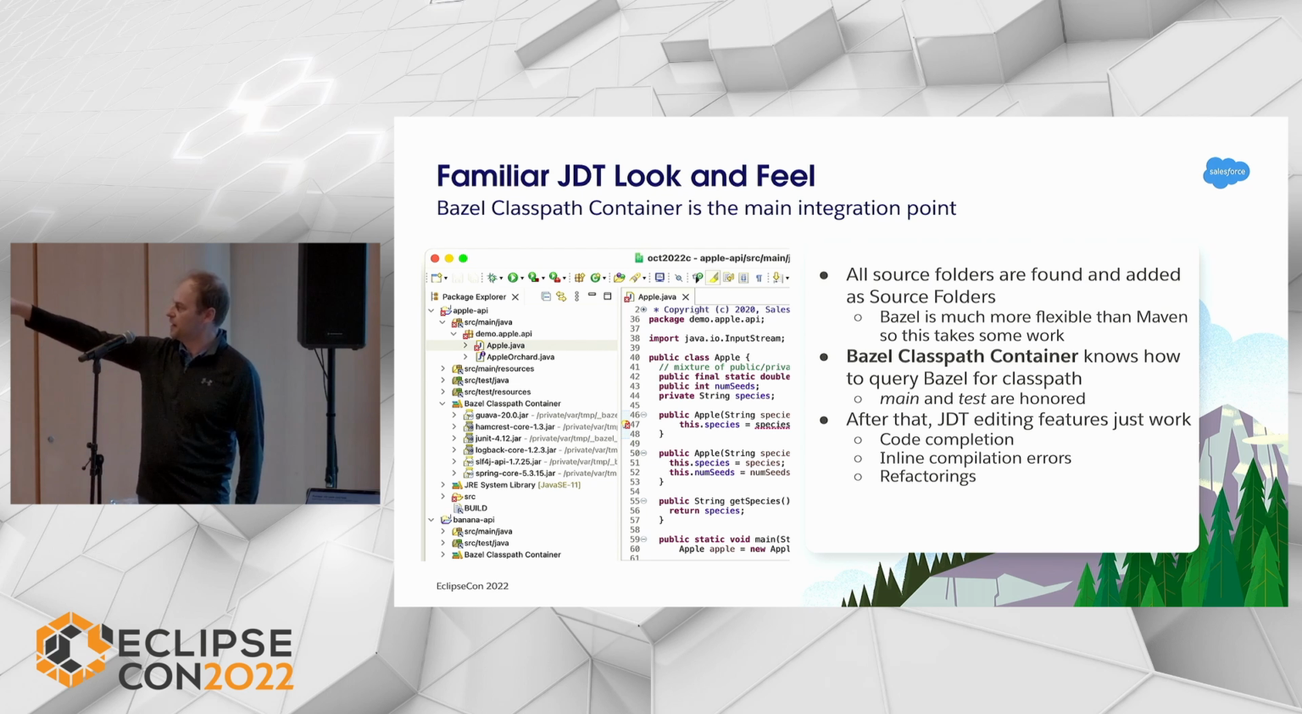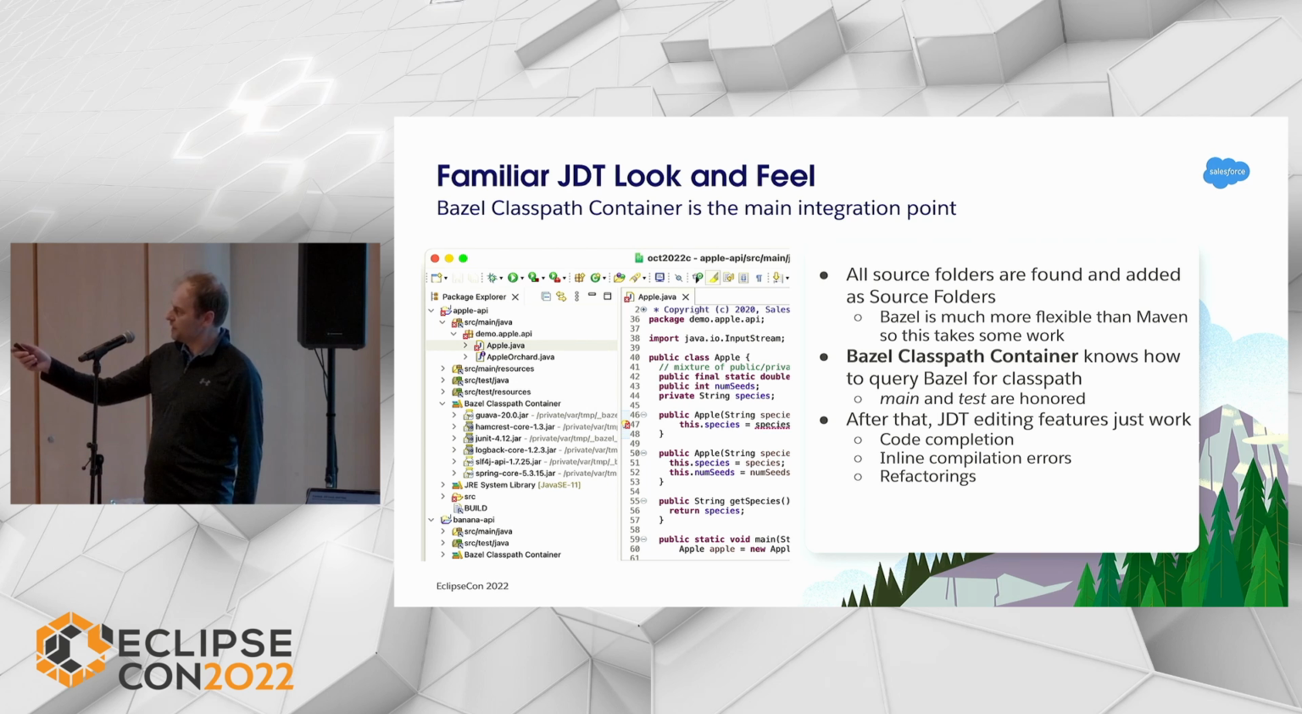You get error highlighting, and you can do code completion, you can do refactorings across projects even. One thing that we really speak highly of JDT for is, once we do those two basic things, source folders and class path, JDT just really takes it from there, at least from the editing point of view.